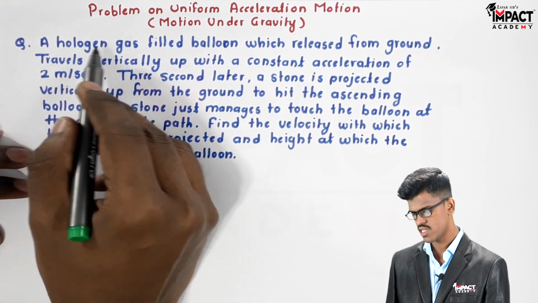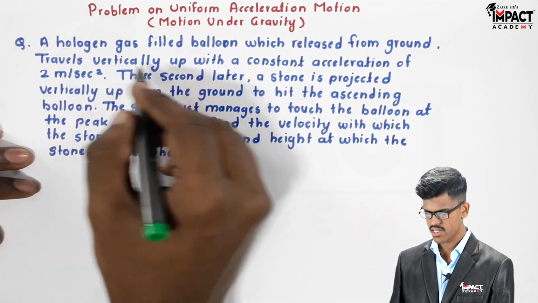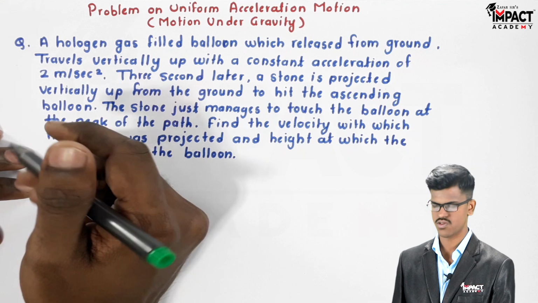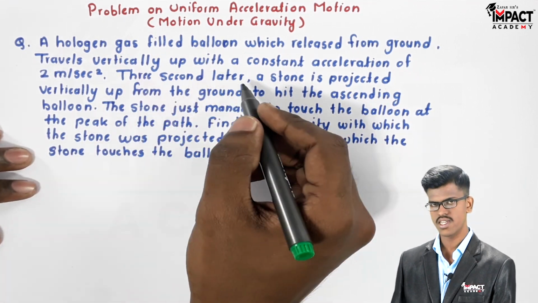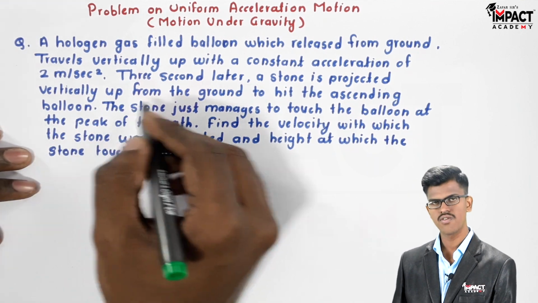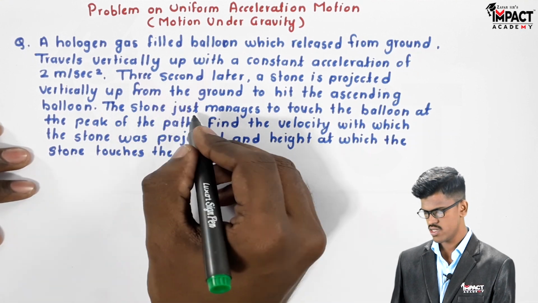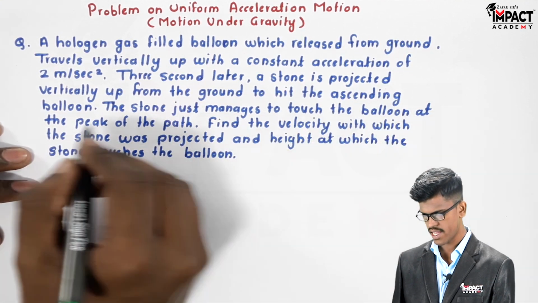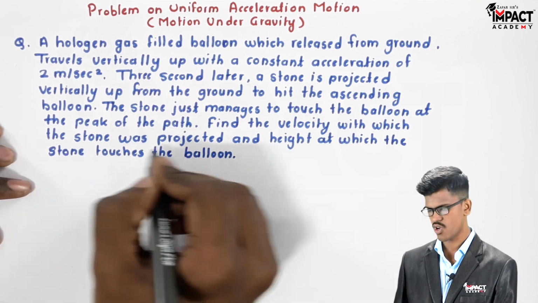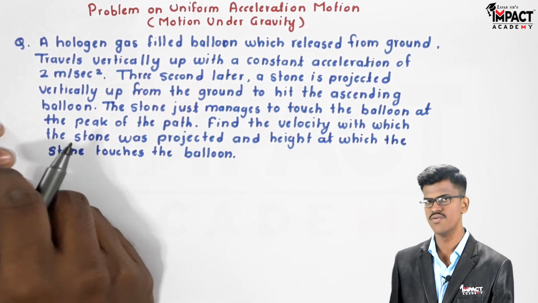Question: a balloon filled with halogen gas, released from the ground, travels vertically up with a constant acceleration of 2 meter per second square. 3 seconds later, a stone is projected vertically up from the ground to hit the ascending balloon. The stone just managed to touch the balloon at the peak of its path. Find the velocity with which the stone was projected and the height at which the stone touches the balloon.